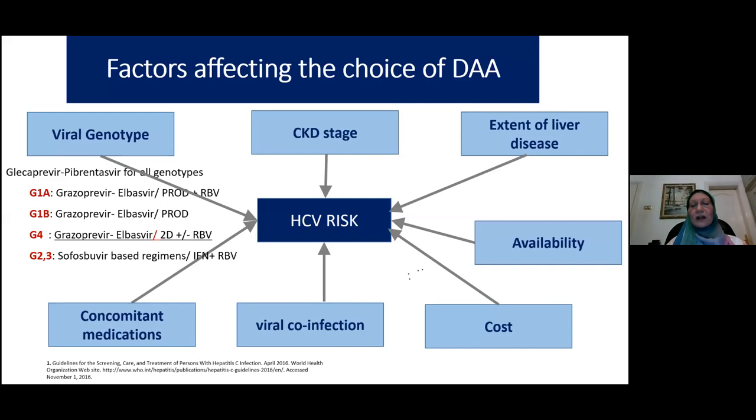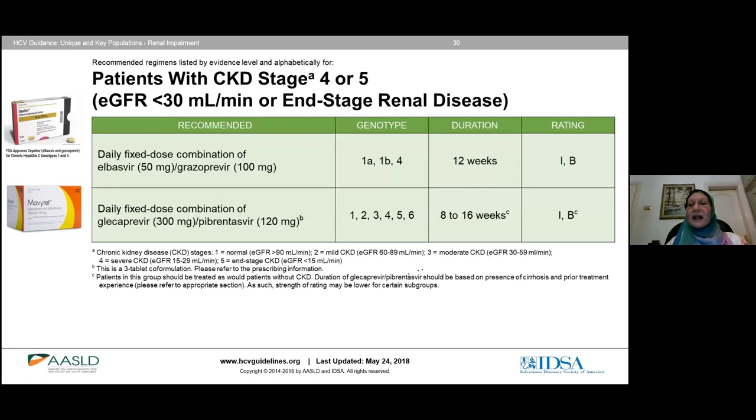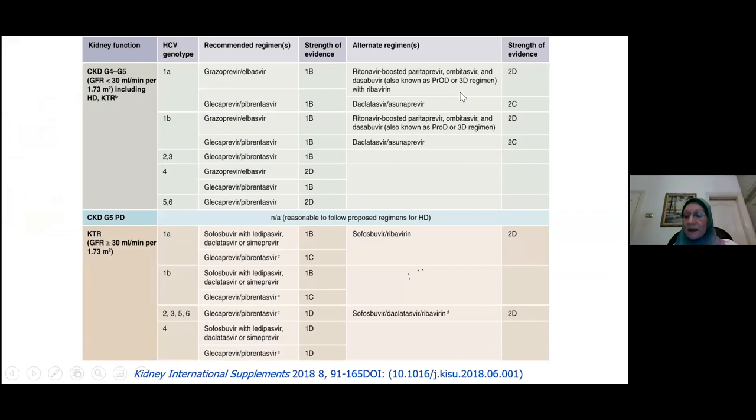So these are all important factors you have to think about when you come to choose the drug you want. So let's see what the guidelines say. The guidelines say that you use one of those drugs. They're just as equally effective with a rating of 1B. You use either the Zepatier, of course, this is for genotype 1 and 4 only, or you use the Maviret, which is pangenotypic. And this is from the American Association for the Study of Liver Diseases. What about the KDIGO? The KDIGO mentioned the same things, but they also added an alternative regimen, which is the 3D for genotype 1, and strangely enough, did not mention the Kirivo for genotype 4, which we already used.